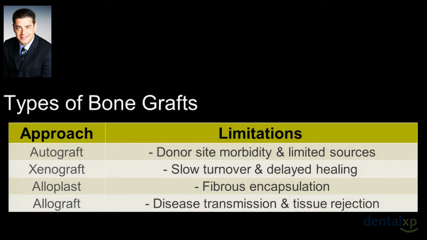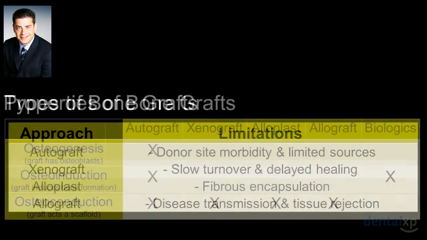So what are the major limitations that we have with the current grafts available? Autograft, of course, is always donor site morbidity and limited sources. Xenograft is low turnover and delayed healing; alloplast, fibrous encapsulation; and for allografts, disease transmission and tissue rejection. We know that that has been well controlled with the current processes for allograft tissue use, so that's not so much of a concern anymore. And of course, the big advantage is that we have unlimited sources of material because it is commercially available, and the market only grows and grows every year.